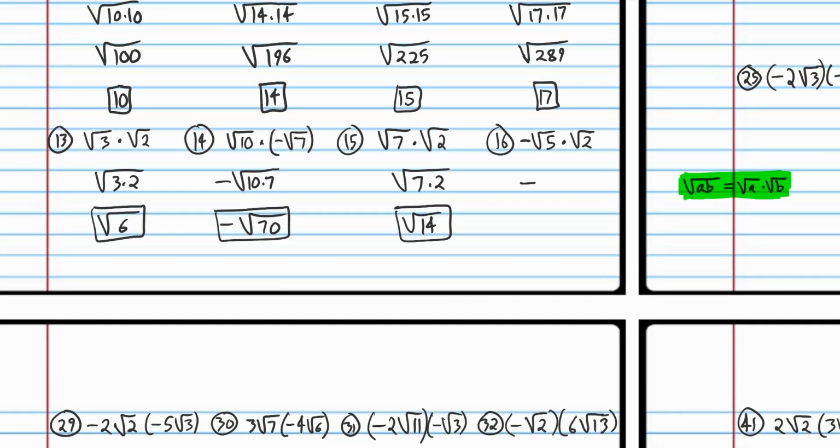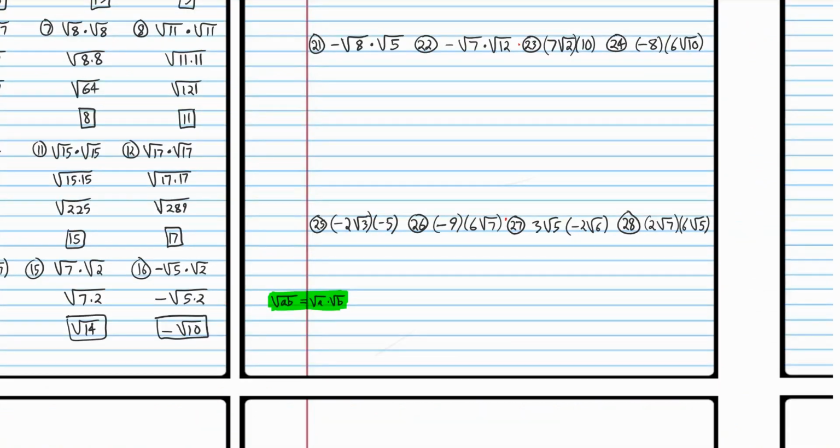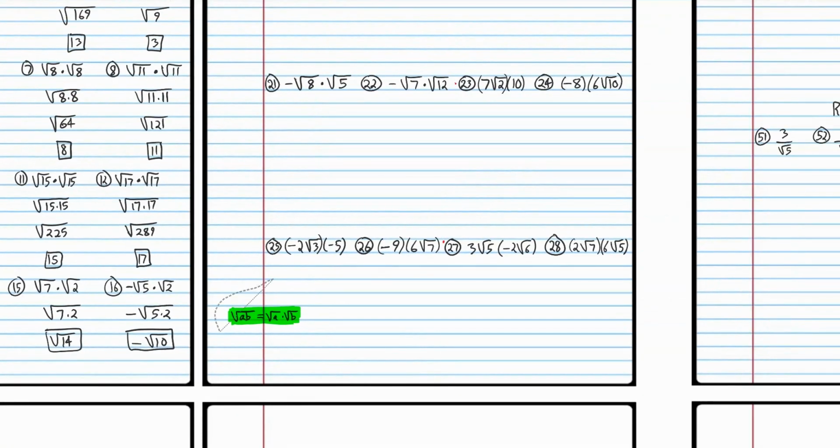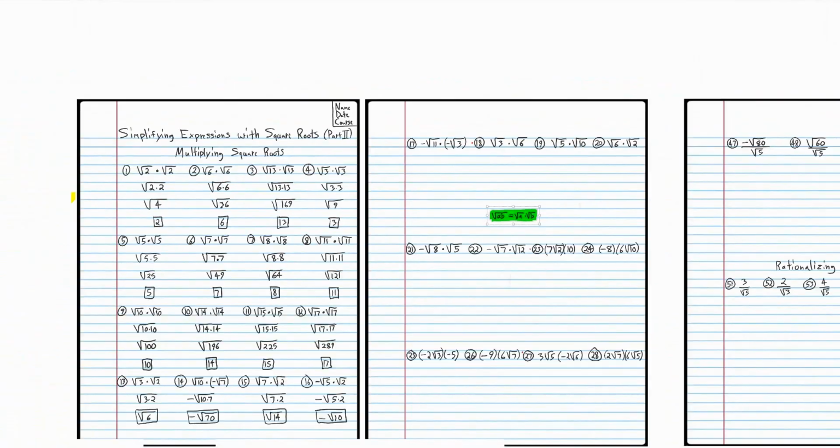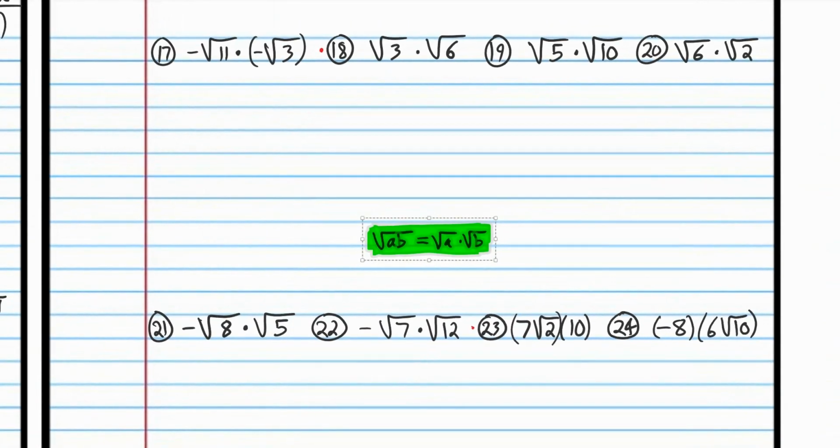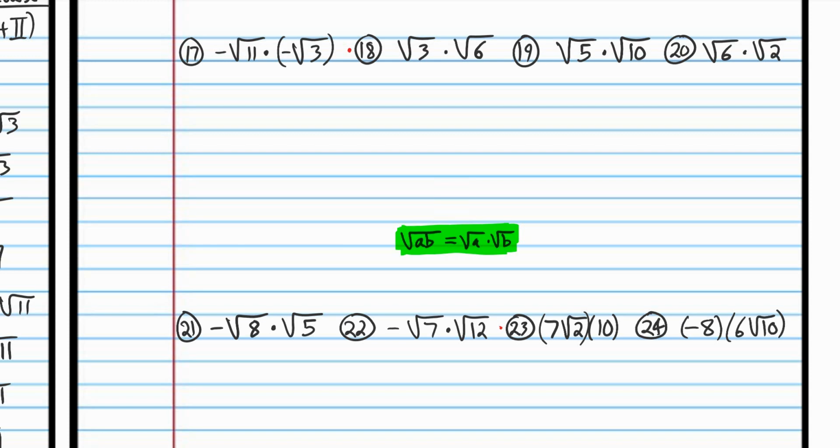All right, we're back. So we get negative root 10. So if you got negative root 10, good job. As you can see, this stuff is fairly easy so far. So why don't you try number 17, and when you come back, we'll do it together. All right, we're back.